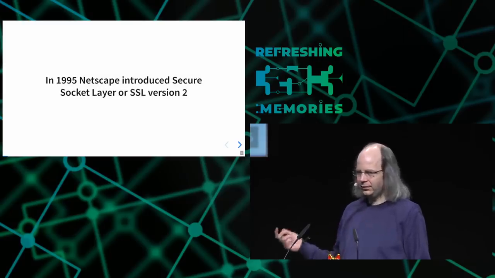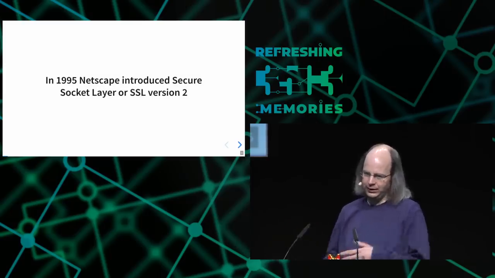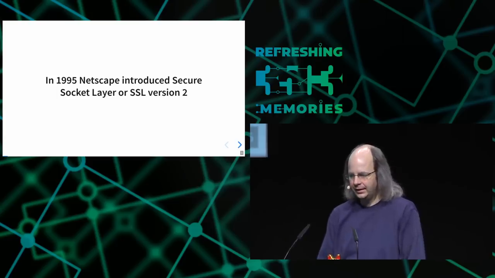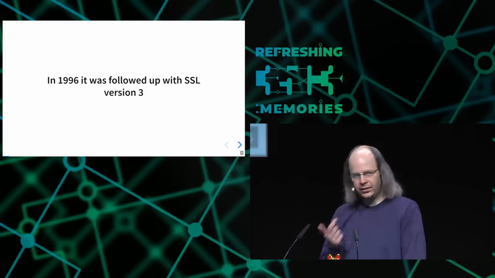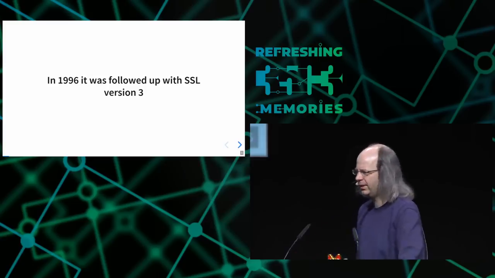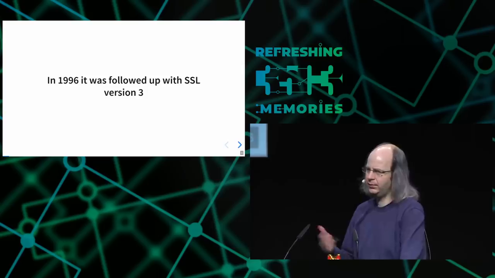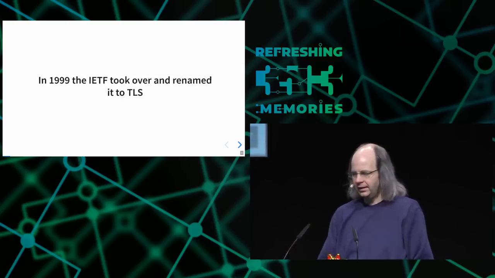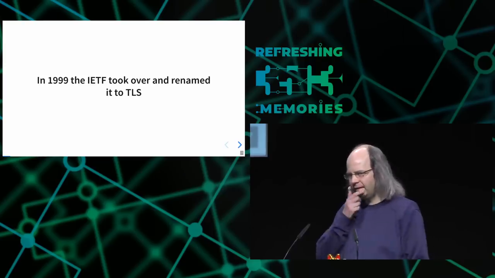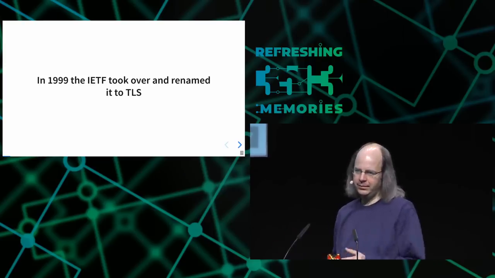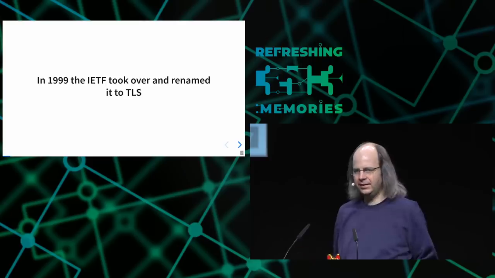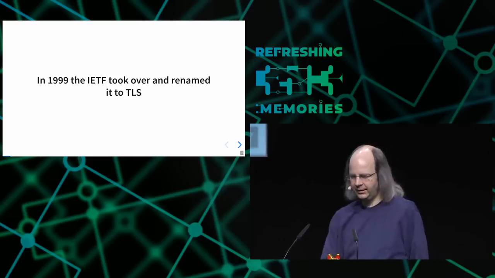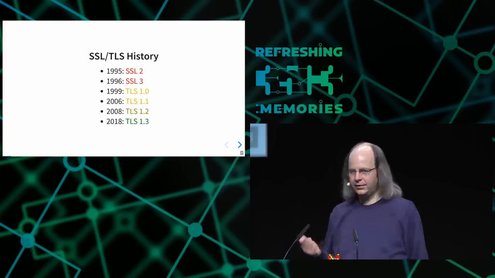The very first version of SSL, which it was called back then, was released in 1995 by Netscape, and it was quickly followed up with version 3, which is still very similar to the TLS 1.2 that we mostly use today. And then in 1999, it was taken over from Netscape to the IETF, which is the Internet Standardization Organization, and they renamed it to TLS. So that's the history.